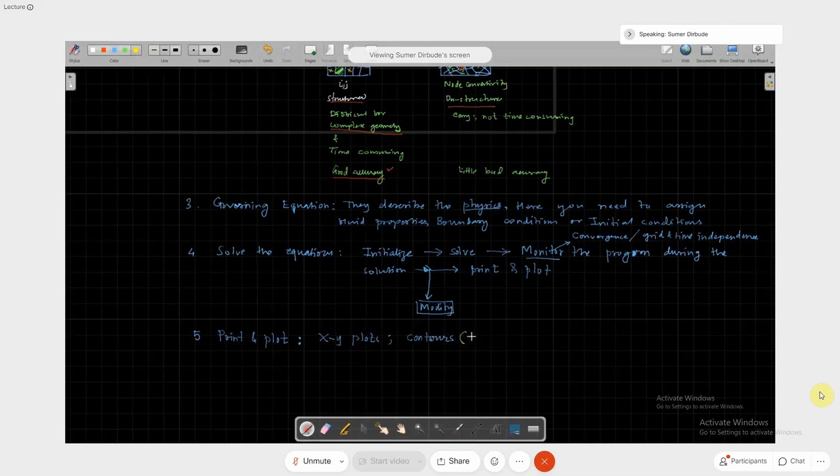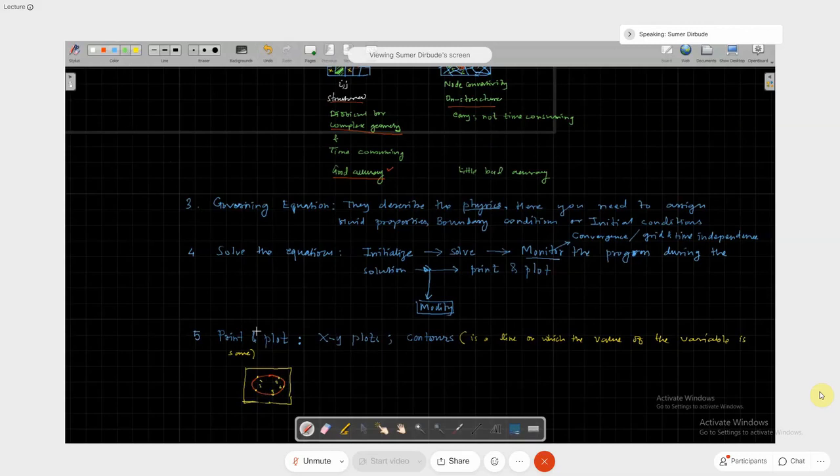Contours is a line on which the value of the variable is the same. Suppose in this computational domain, I say that this is a contour. If this is a contour line, then it means that at every point it has the same value. Here, here, here, anywhere, all these points 1, 2, 3, 4, 5 have the same value.